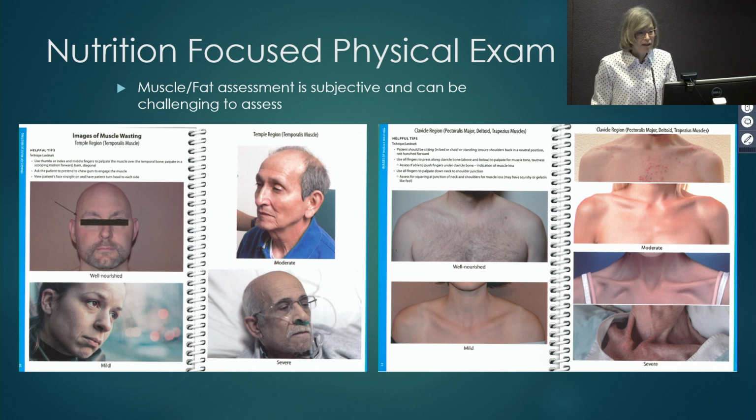And on the other side, you can see that we look at the clavicle as one of the areas, and in that well-nourished person, you can just barely see it. Mild, you can kind of start seeing that bone poking out. Moderate, definitely kind of some sunken areas, and severe, and I have definitely seen patients like this where you can just kind of see the tendons and everything attaching to that clavicle area.